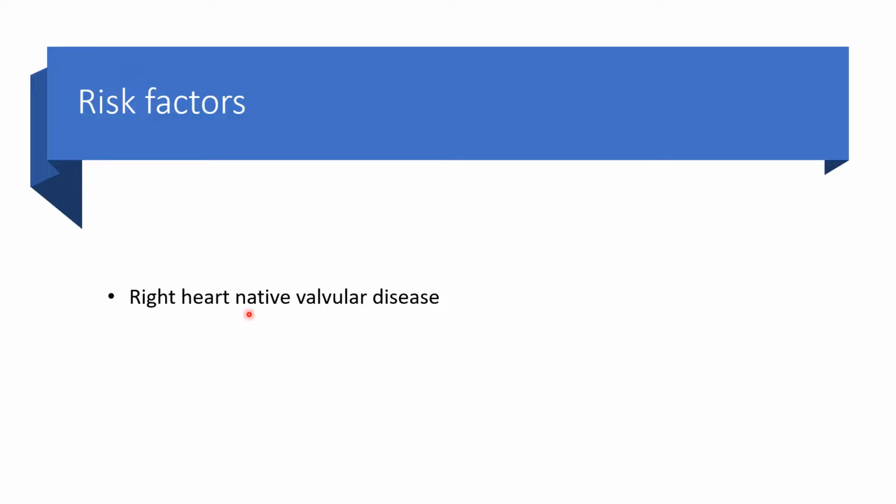Another risk factor will be right heart native valvular disease. In this case, the blood from the head, the neck, and other parts of the body will return to the heart through superior and inferior vena cava to the right atrium. From right atrium, will go to the right ventricle. Remember, that will pass through tricuspid valve. So if the microbes are in that blood flowing through that direction, then the tricuspid valve could become diseased or infected. Then we have the native valvular disease right there.